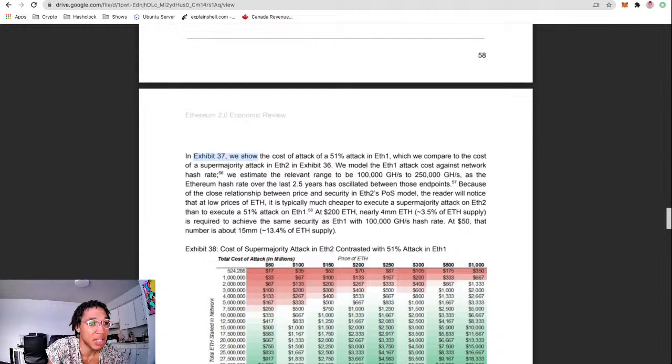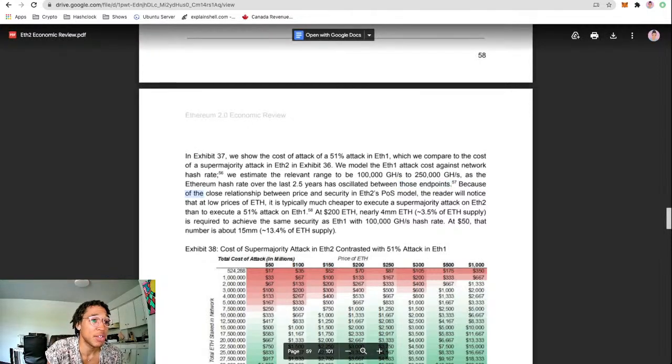In Exhibit 37, we show the cost of attack. We model the ETH1 attack cost against network hash rate. We estimate the relevant range to be 100,000 gigahashes per second to 250,000 gigahashes per second, as the Ethereum hash rate over the last 2.5 years has oscillated between those endpoints.